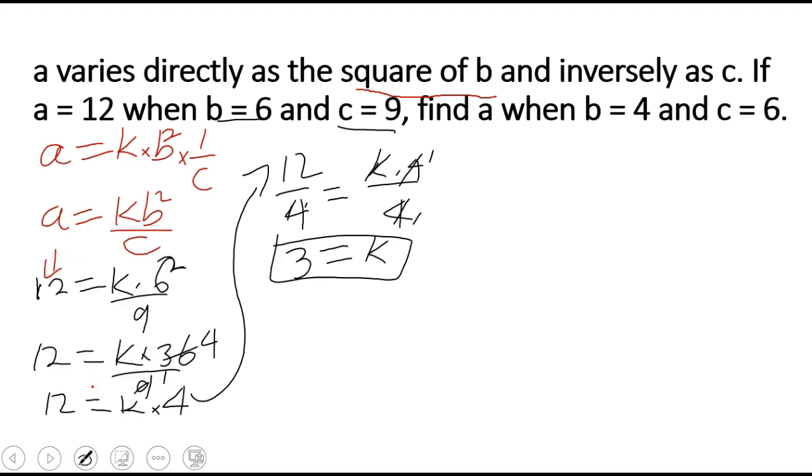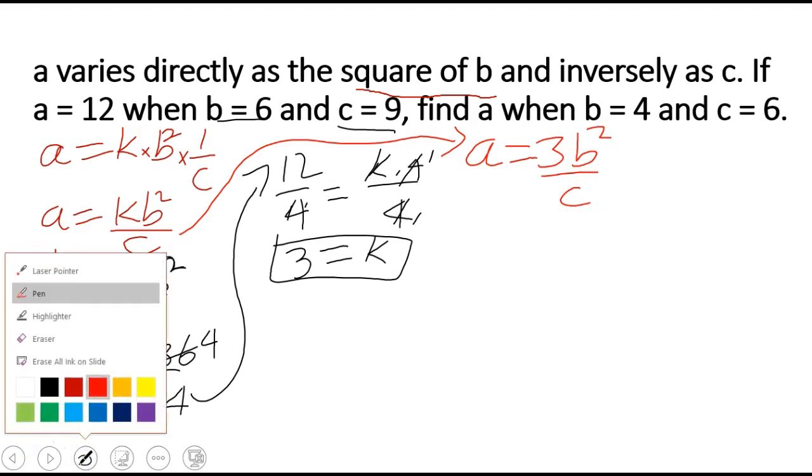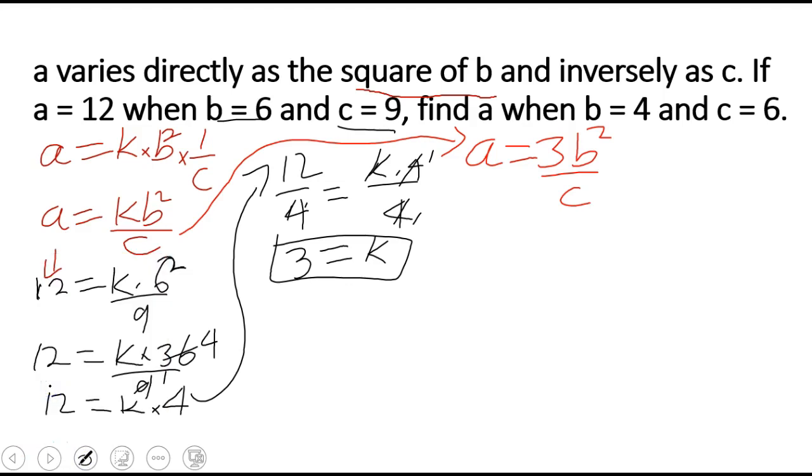So since K equals 3, then we're going to bring this formula back over here. So it's going to be A equals, instead of writing K, we just write 3 for K, because we know what K is now. 3 and then B squared over C. And this will be our new formula now for finding any problem. So we are going to now solve the problem: find A if B is that.